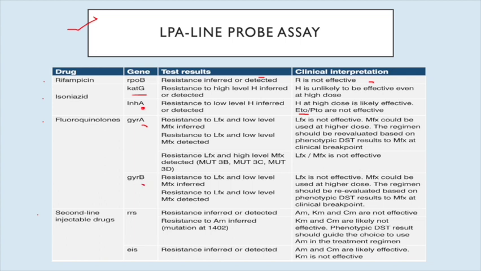In the instance of fluoroquinolones, we can detect gyrA and gyrB gene mutation. If gyrA mutation is there, then levofloxacin will not work, but moxifloxacin can work at a high dose, right? And if it's gyrB mutation, then even if it's A or B, nothing matters. Levofloxacin and moxifloxacin will not work if it's a gyrB mutation. In second line injectable drugs, we can get information on aminoglycosides, and they will likely not be effective, and then we can use the culture methods to guide our treatment choice in the treatment arm.